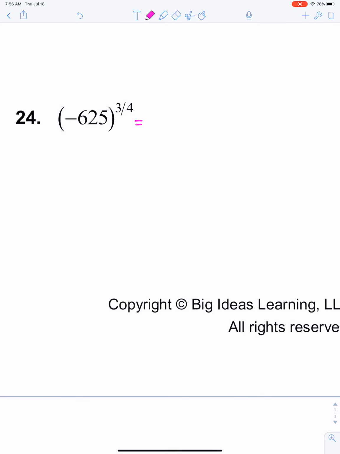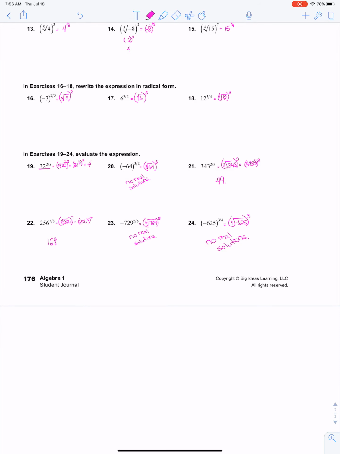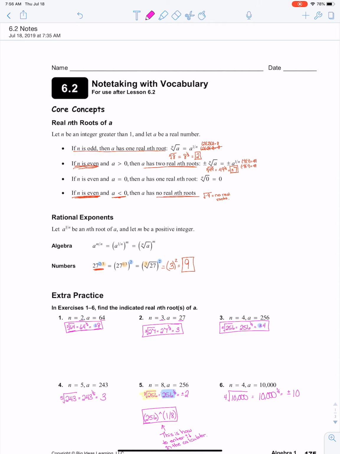The 4th root of negative 625 cubed, we're on number 24 now. Sorry about skipping around there like that. The 4th root of negative 625, well, I can't take the 4th root of a negative number, even root of a negative number, so that is no real solutions. Okay, and that is the end of chapter 6.2. All right, 6.3 is next.